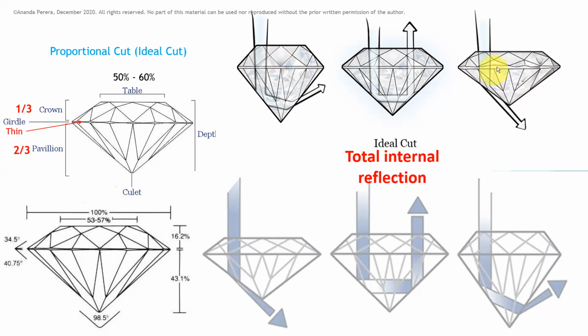So it is called window or light leak, or another word is open. So we have to repair this. When we repair this, we have to repair up to here. This is the proportional cut. Total internal reflection goes through the table again, mixed with the color of the stone. This is the proportional cut.